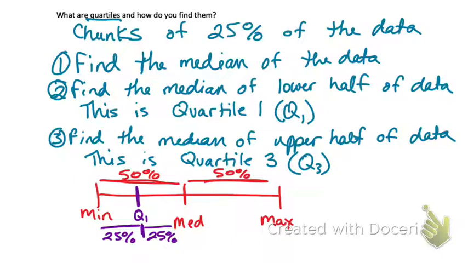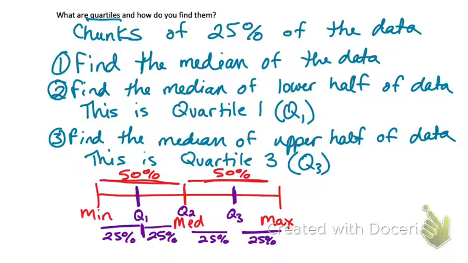So technically the median is Q2, but I promise you, you will very, very rarely hear anybody call it Q2. Everyone just calls it the median. Then you find the median of the upper half of data, and now we have 25%. This is Q3, and then we have our final 25%. So what is the maximum technically in terms of quartiles? It's technically quartile 4, but you're never going to hear that either.